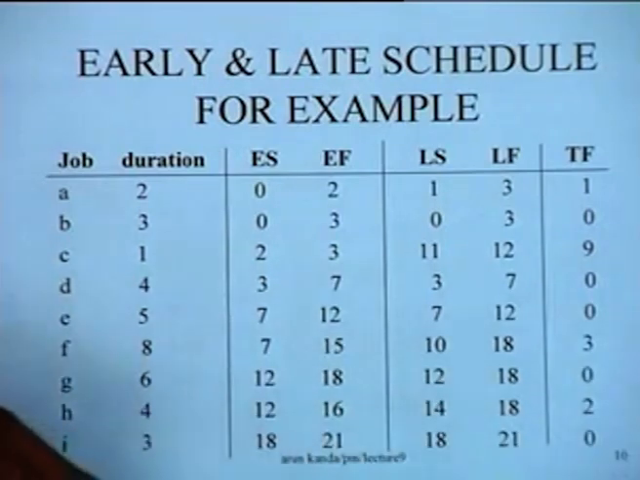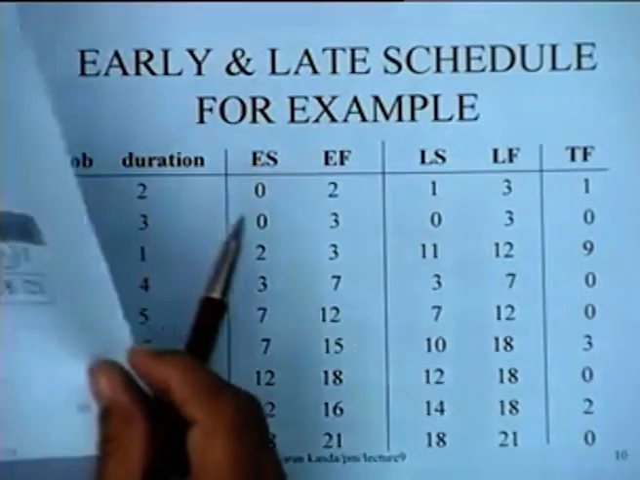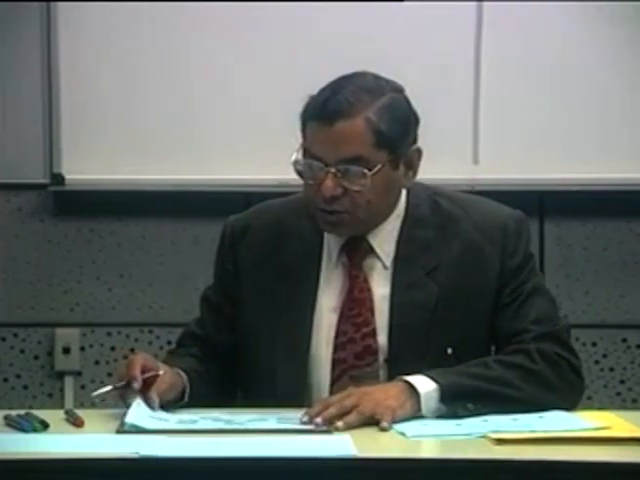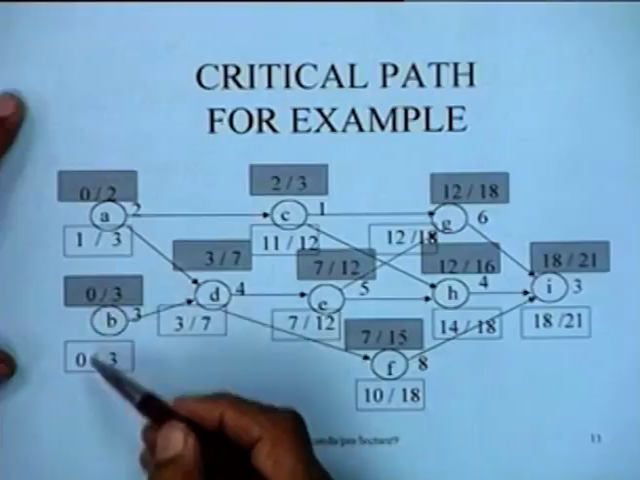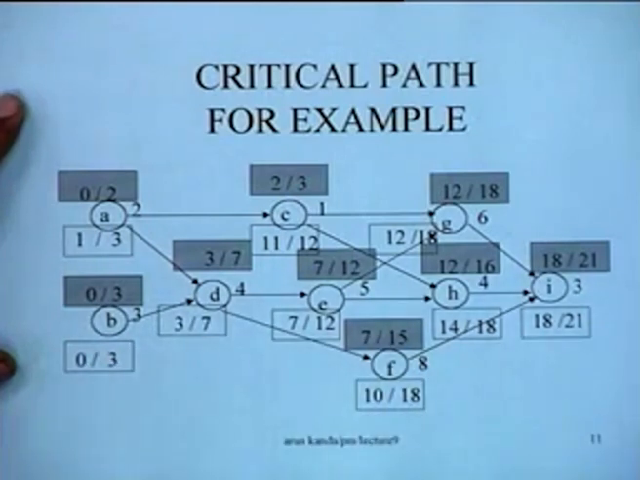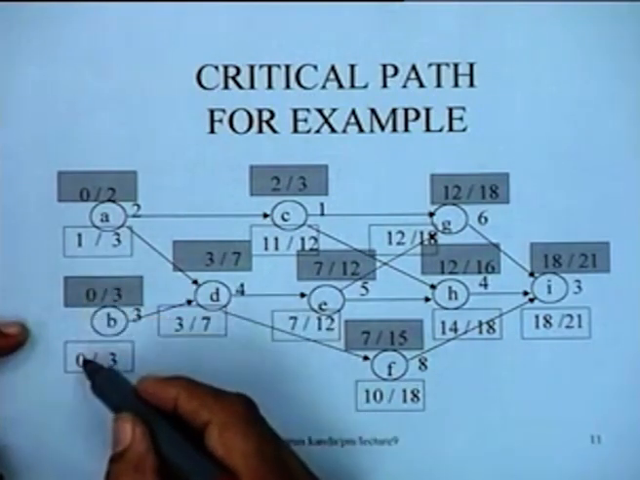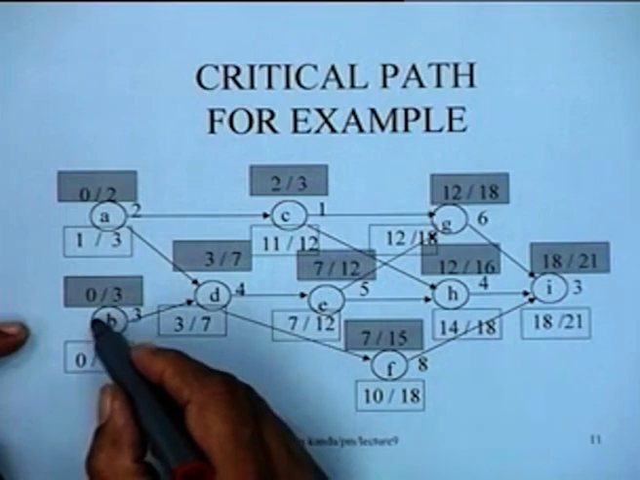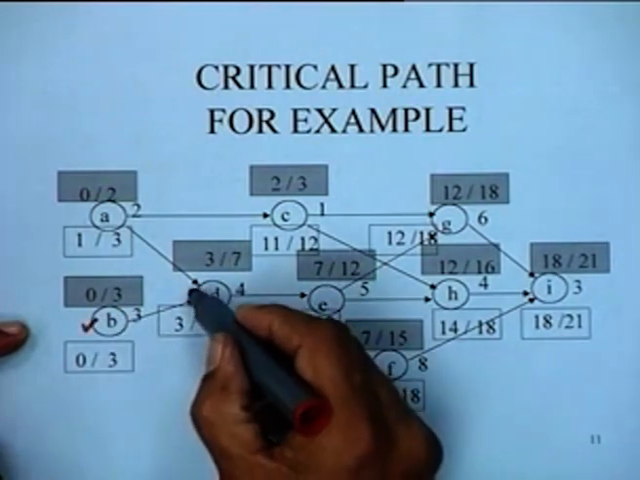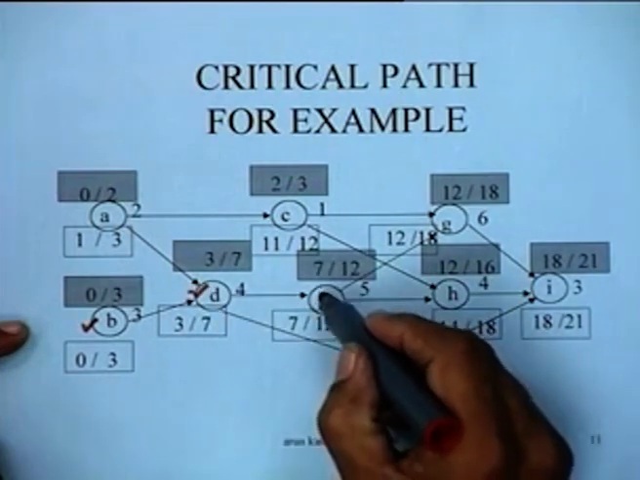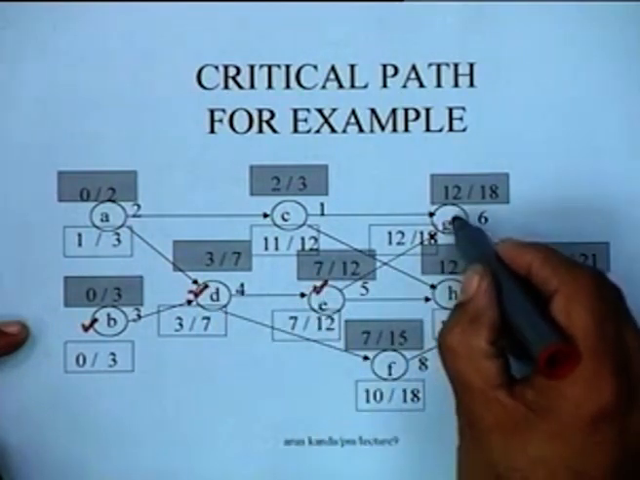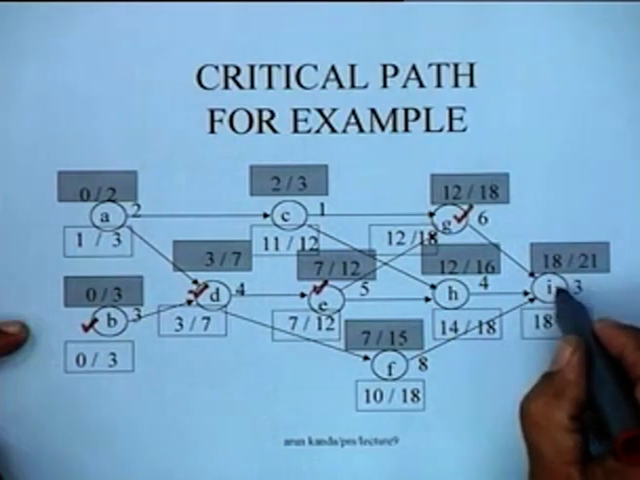Okay. So these critical activities which we can identify are, as I indicated to you, very easy to identify. The critical activities are simply those activities for which the early start and late start are equal. So this particular activity B is a critical activity, D is a critical activity, E is a critical activity, G is a critical activity, and I is a critical activity.